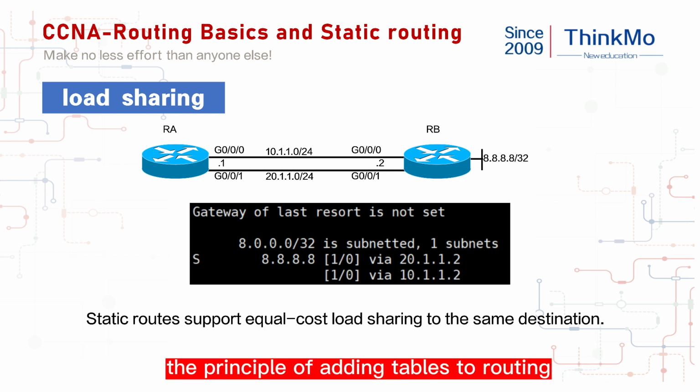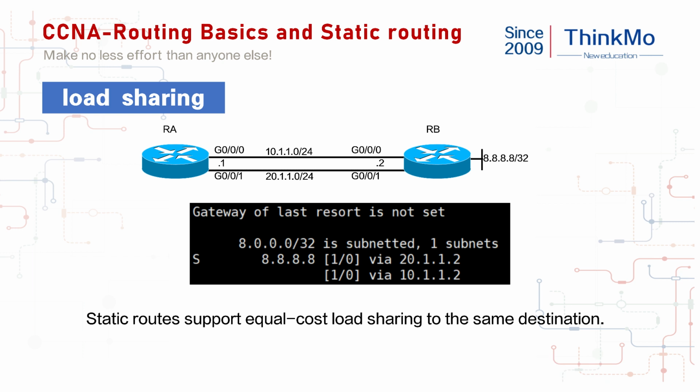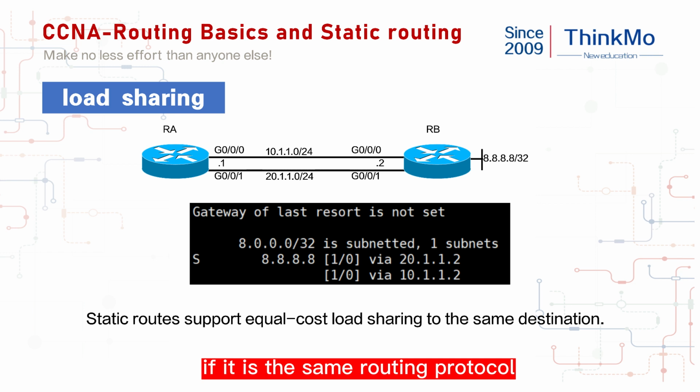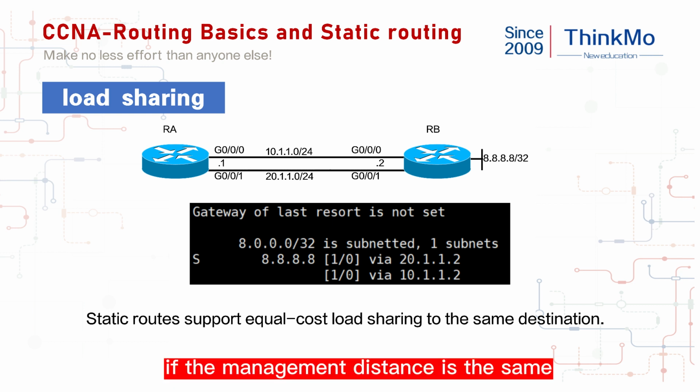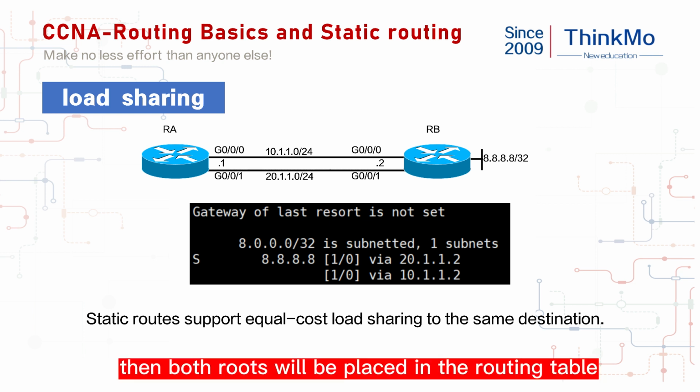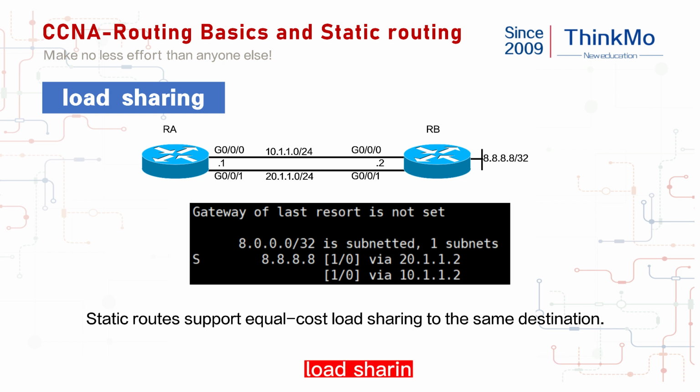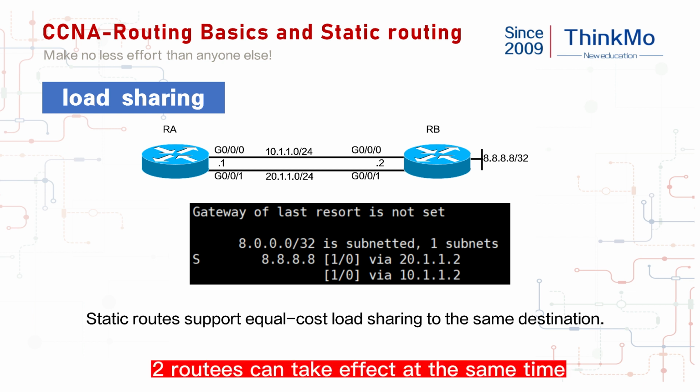We talked about the principle of adding tables to routing. If it is the same routing protocol, we will compare the value of cost. But static routing is different. If the administrative distance is the same, and the routing metrics are the same too, then both routes will be placed in the routing table. This is what it looks like in the picture now. Load sharing: when data is forwarded, 2 routes can take effect at the same time.